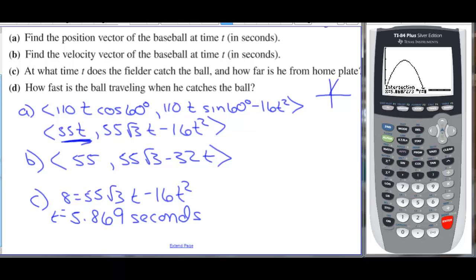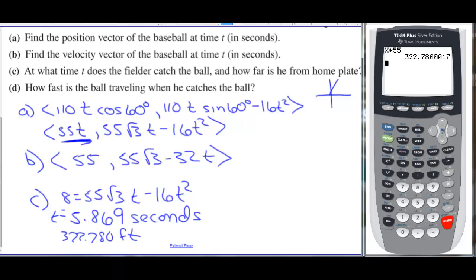So here's the good news. If you used your calculator to find that value, X has that value in it. So you go to the home screen and go X times 55. There it is, 322 feet. So the other answer is 322.780 feet. All right, finally, letter D.